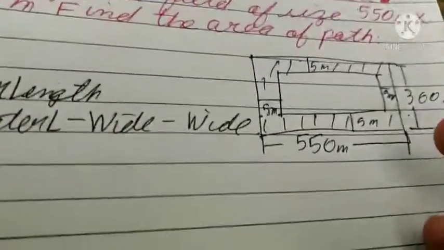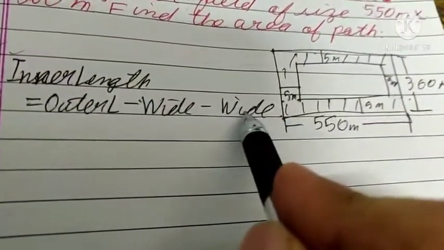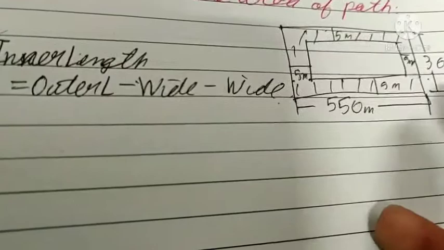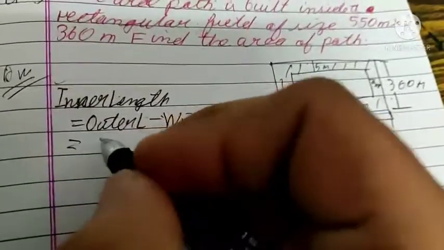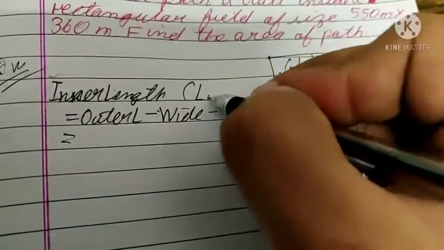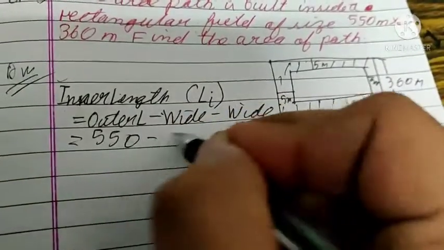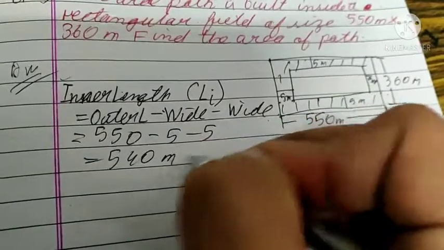And if we have to calculate the outer part, always remember, what will we do? Inner plus width plus width will give you the outer part, and if we have to calculate the inner part, it will be outer minus width minus width. So it is LI, I stands for inner. So it is 550 minus 5 minus 5, it is 540 meters.